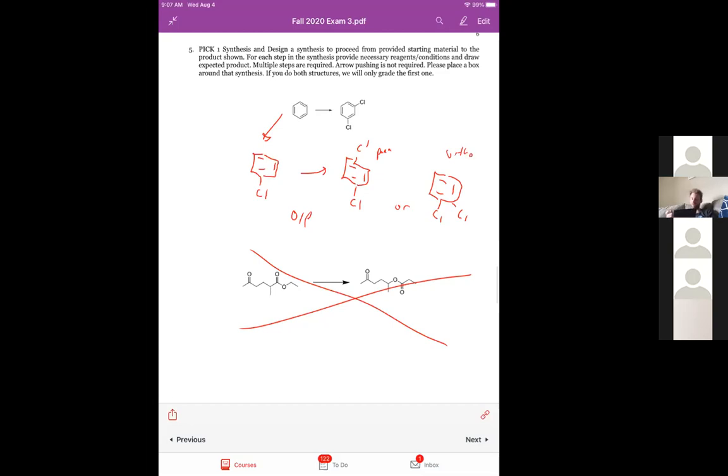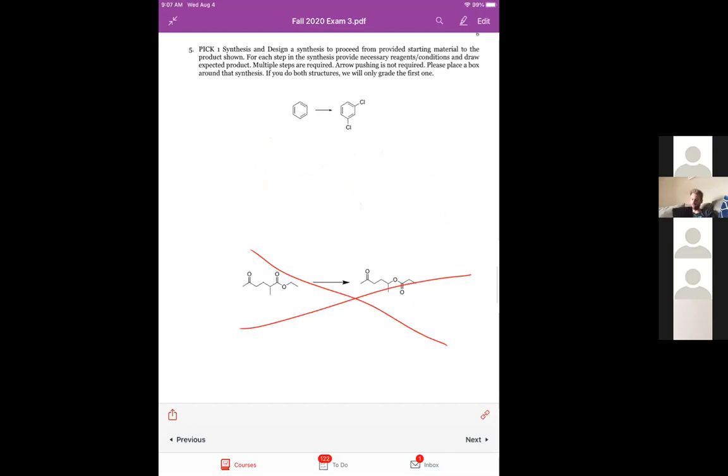So I'm going to erase what I drew, walk through a way to do this. I think there are maybe 1 or 2 different ways to do it. You can also use a directing group for it. But we didn't really go through how to use those, so we're just going to go through this one. I think it's a little more straightforward.